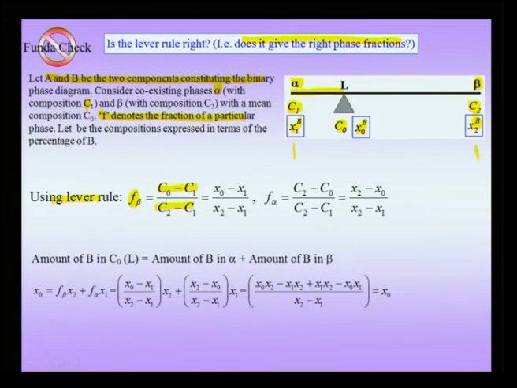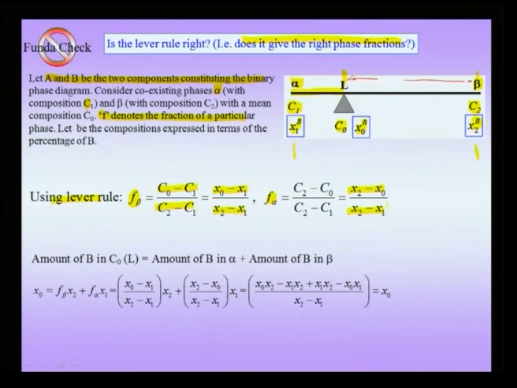Now, in terms of the composition variable x, we can write this as x0 minus x1 divided by x2 minus x1. Correspondingly, we can write down the fraction of alpha, which is proportional to the other arm of the lever here. So, I am proportional to this arm of the lever, and I can write down the fraction of alpha as x2 minus x0 by x2 minus x1.